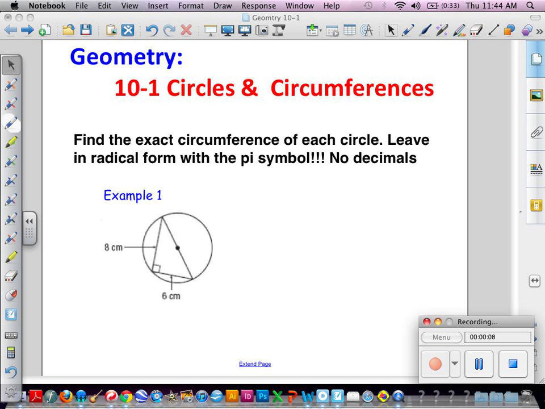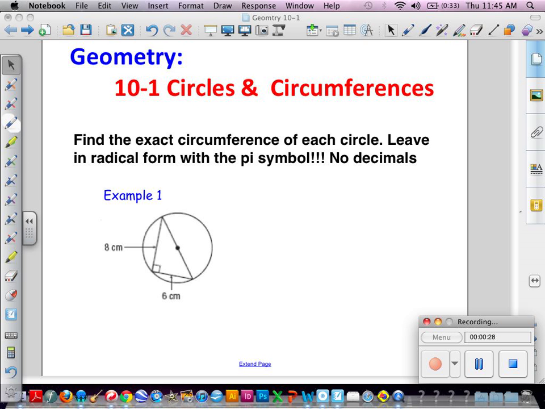Before you watched this video, you read through the lesson and defined a number of terms, including radius, diameter, how to identify a circle and name it, congruent circles, and concentric circles. This part of the lesson is going to focus on circumference.